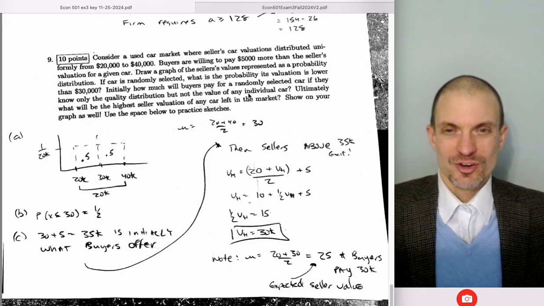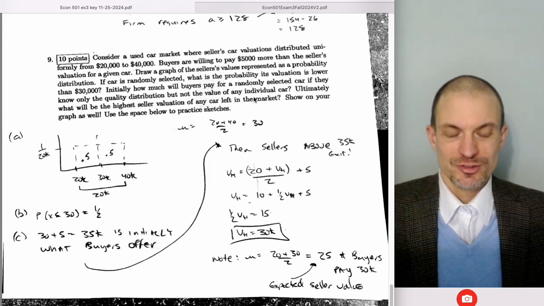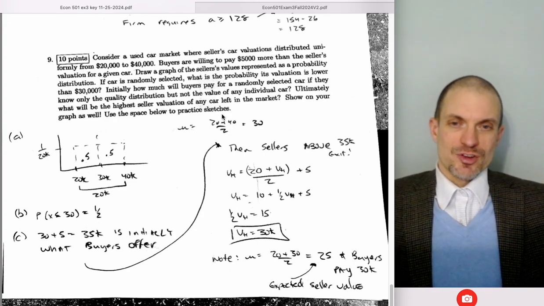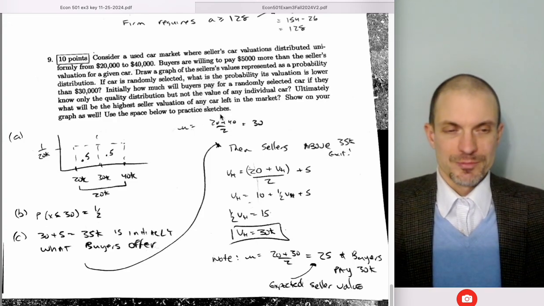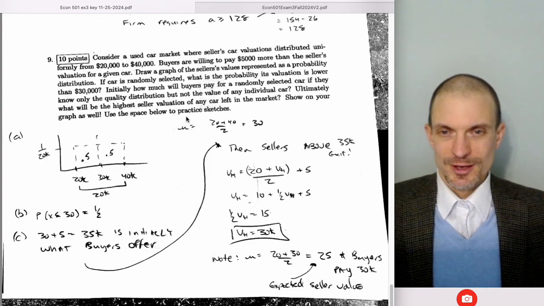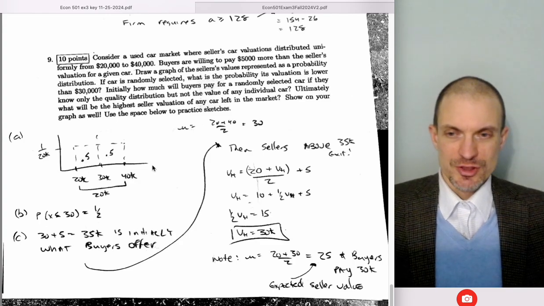Initially, how much will buyers pay for a randomly selected car if they only know the quality distribution but not the value? So we have to find their expected value for a randomly selected car. And then ultimately, what would be the highest seller valuation of any car left in the market? And then we'll find out what's going to be the equilibrium.